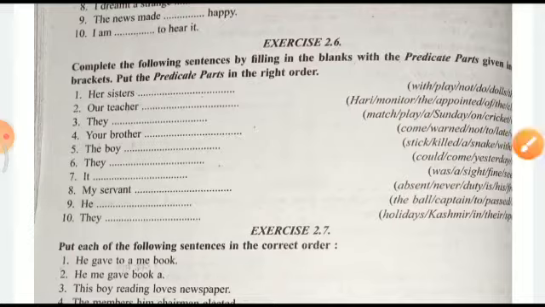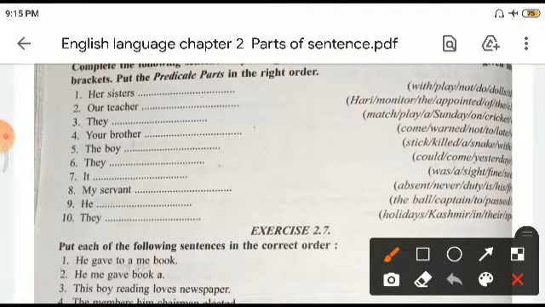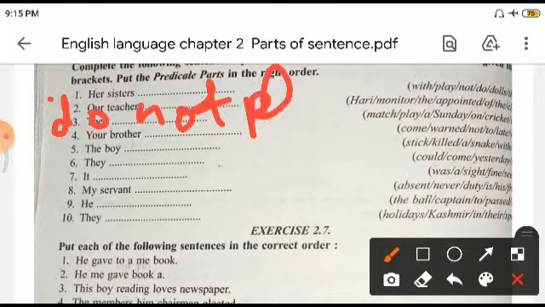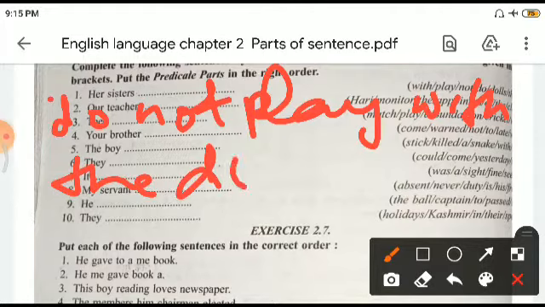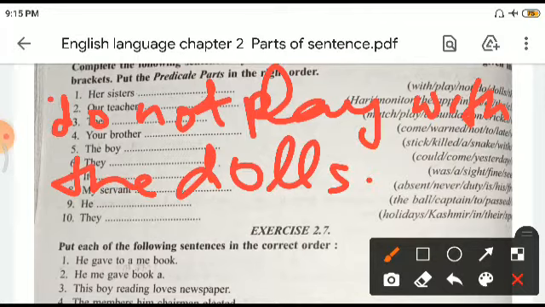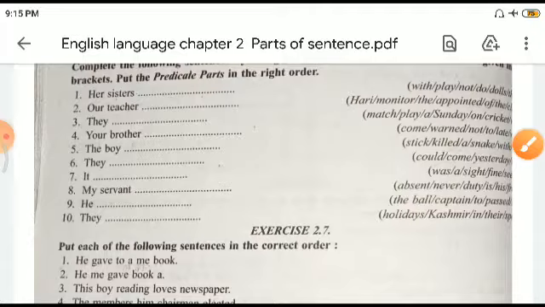So what you will be writing is her sisters do not play with the dolls, right? And this is how you will be completing the sentence, right?